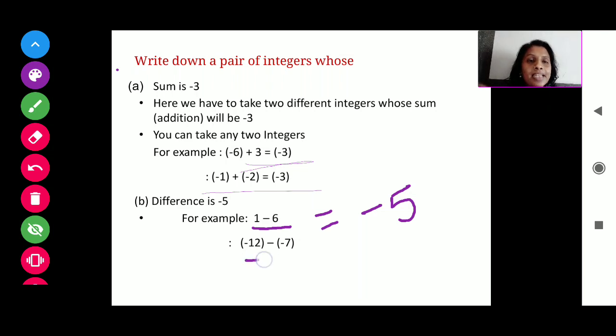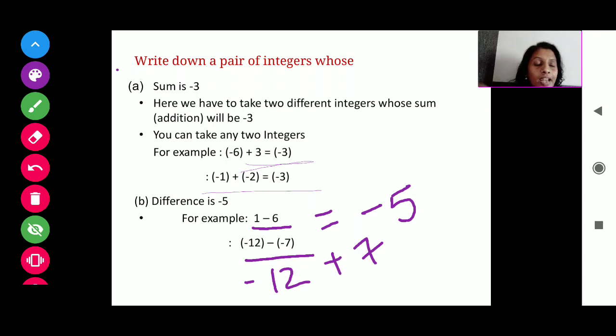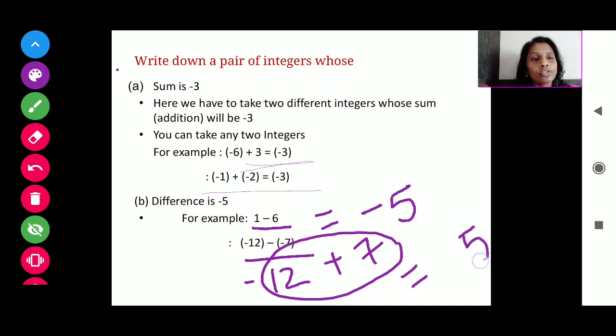Second one is -12 minus in the bracket -7. So -12, now minus minus becomes plus 7. So which one is the bigger integer? 12. So 12 minus 7 we will do first. Whenever you have two different integers, one negative and one positive, what will you do first? You will do subtraction first. So 12 minus 7, the answer will be 5. Now the bigger integer is 12 and it has a negative sign, so our answer will also have a negative sign.